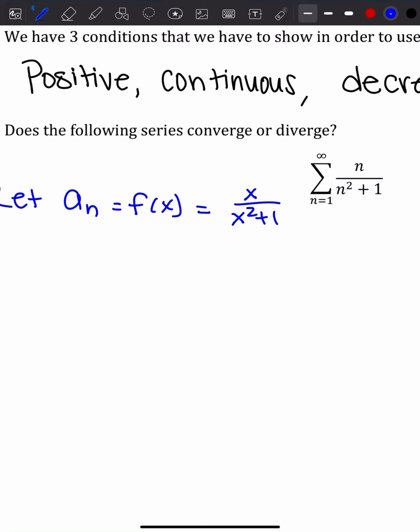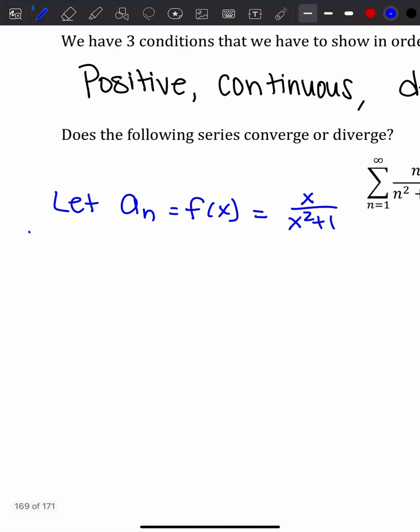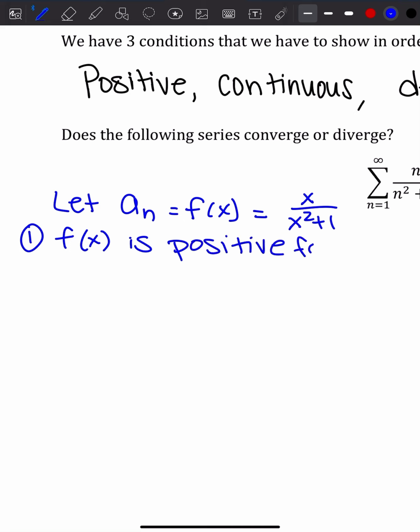So what we want to do is make sure that it's positive. The denominator is always going to be positive because we have x squared. Something squared plus 1 is always going to be positive. The numerator is positive when we're looking at positive values. Thankfully, we're only looking at values greater than or equal to 1. So we can say f of x is positive for x greater than or equal to 1.